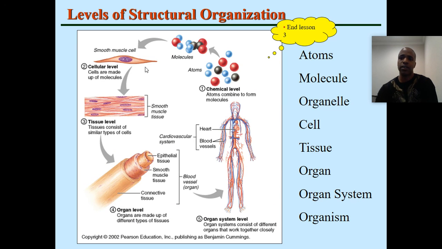And this will be the end of our slides today. So this shows you the levels of organization. You've got atoms. Atoms come together to make molecules. Molecules come together to make organelles. Organelles make cells. Cells make tissues. Tissues make organs. And organs make organ systems. These organ systems come together to make an organism.